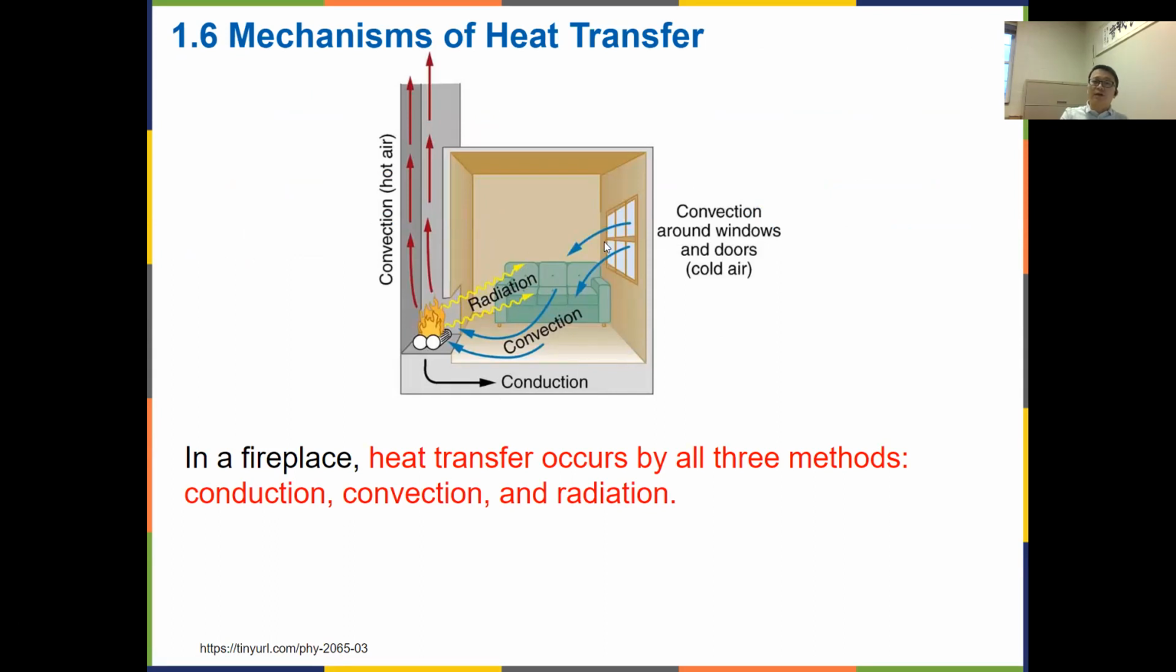It could be carried through the room air here. This is called convection. Or it could be carried through the solid floor or the wall. This is called conduction. So there are three different methods called conduction, convection, and radiation. Conduction is through a solid material. Convection is through air. And radiation is through electromagnetic waves. So we'll look at those three methods one by one.